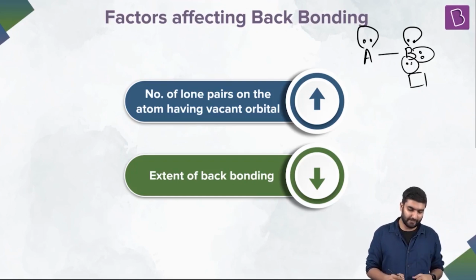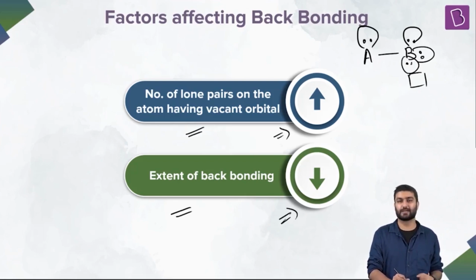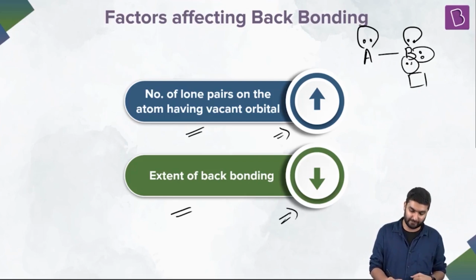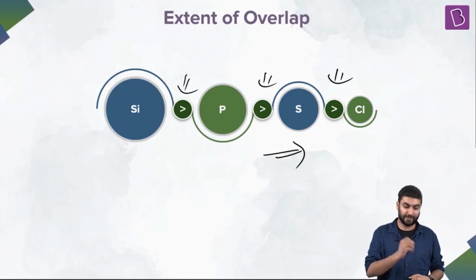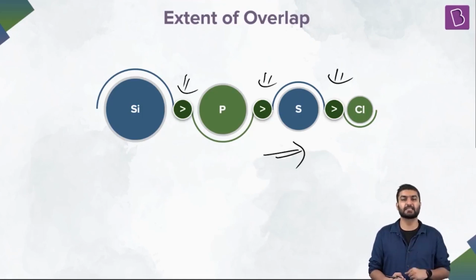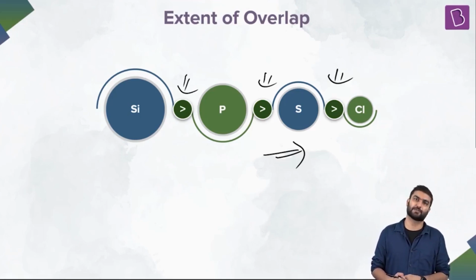Electron density is going to be significantly on your end only. And that we call, right, the extent of back bonding decreases if the number of lone pairs on the atom having vacant orbital increases. More the lone pairs, extent of overlap decreases. So if you go from left to right in a period, the number of lone pairs increases. So the back bonding extent decreases when they are functioning as the acceptors. Understand? Okay, cool. Yeah, this is what we have.